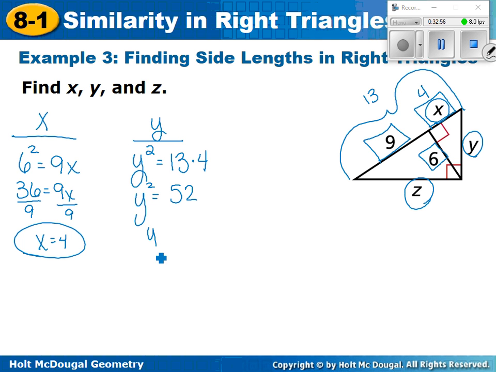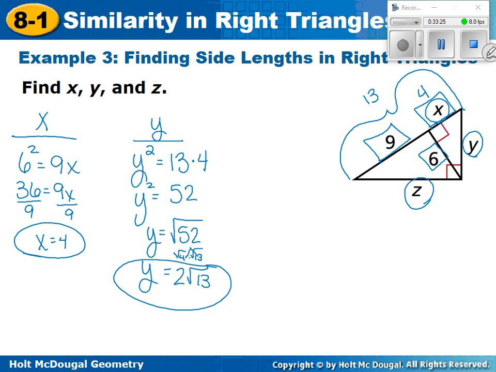52. Take the square root. Only positive answers for side lengths. And then simplify, simplest radical form. What do we get? Should be what? 2 square root of 13 because this is 4 times 13. Square root of 4 is 2. Square root of 13 doesn't simplify. So y is 2 square roots of 13.